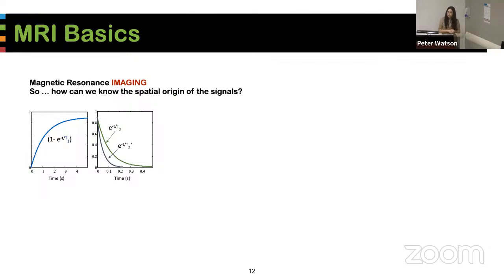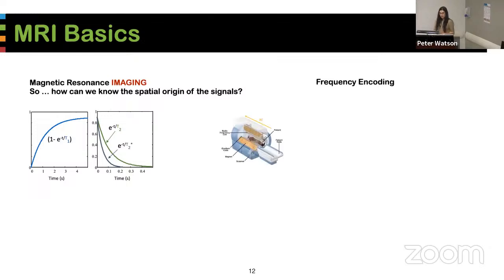Okay, so I've explained what causes T2, what causes T2 star, and I've mentioned that measuring these values can be useful. It's interesting, but nothing about this relates to imaging. These are not images, they're just signals that come from everywhere in the body. So how from this can we get images? We use a trick called frequency encoding.